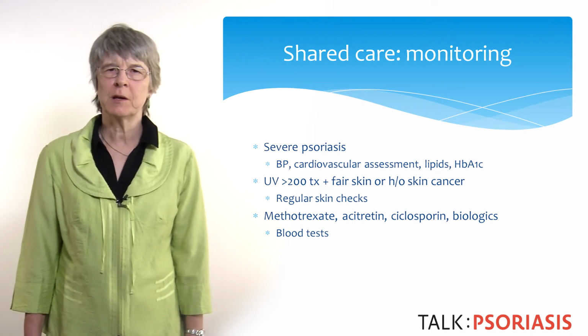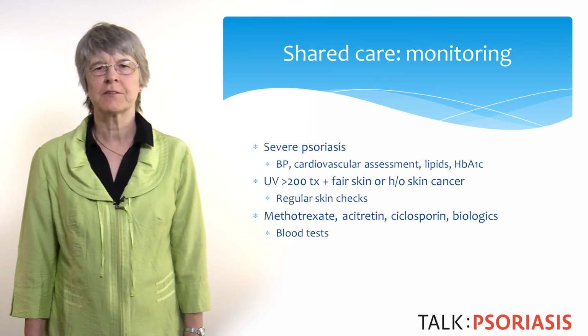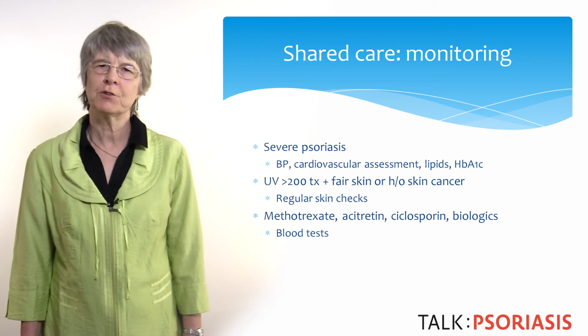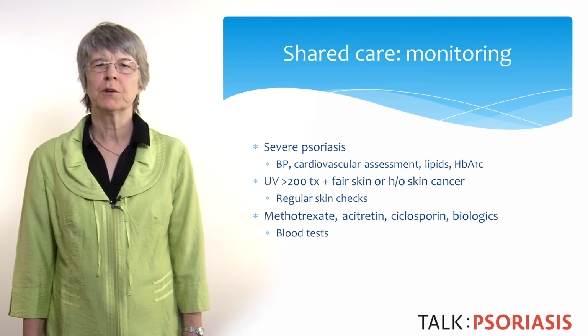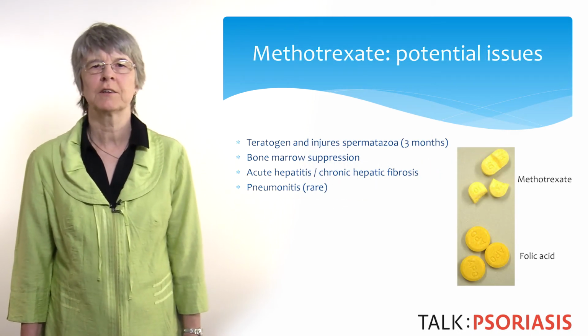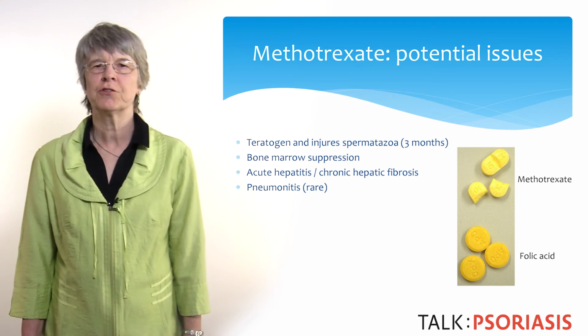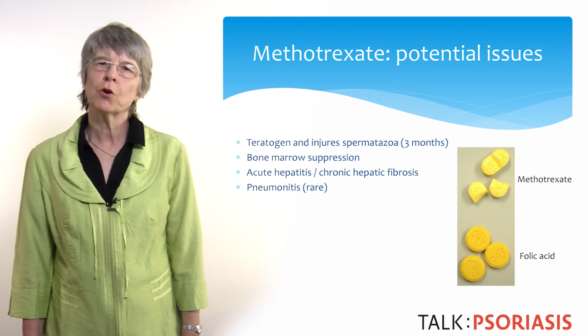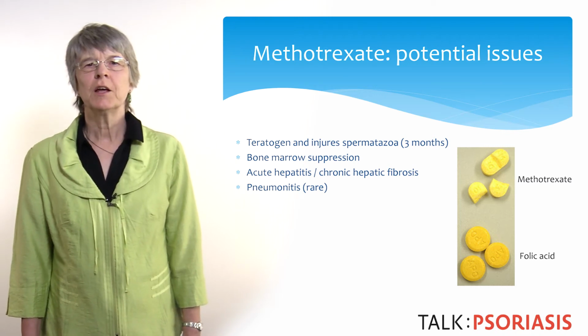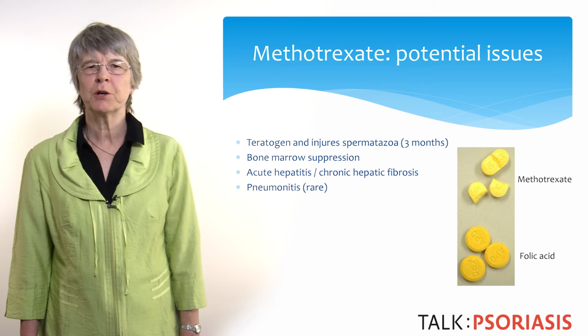And patients on systemic agents need blood tests. And we're going to talk about what's required for methotrexate, acitretin, cyclosporin, and biologics. Potential issues with methotrexate are that it's a teratogen and injures spermatozoa, so contraceptive measures are necessary in males and females. In overdose, it causes bone marrow suppression.